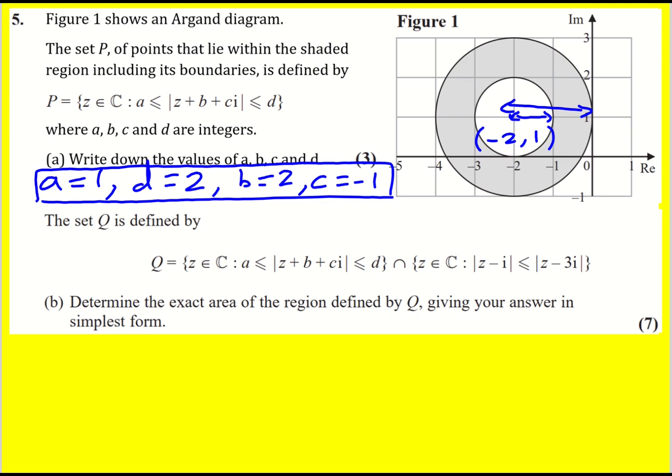Now the set Q is defined by the same locus, but also the intersection with this. Okay, so let's try and draw it out. It's going to be a perpendicular bisector because we've got these 2 points, and let me draw them on. So I've got i, essentially, that's going to be here, and then 3i up here. What I've got really is the magnitude of complex numbers from these 2 points. So it's when you get them intersecting.